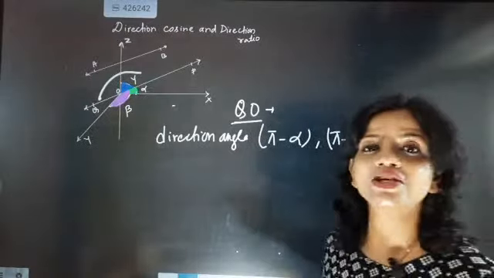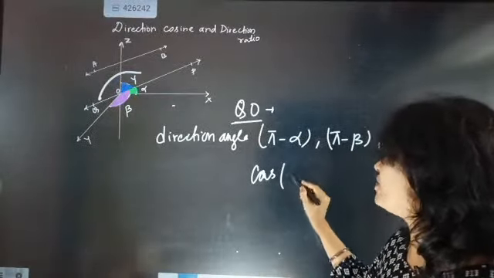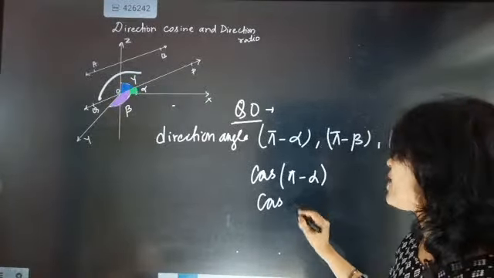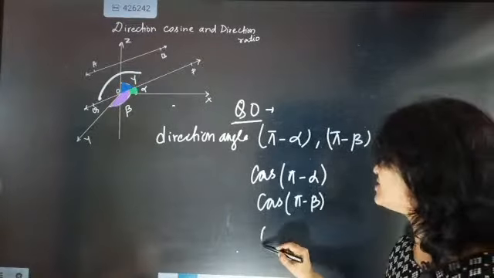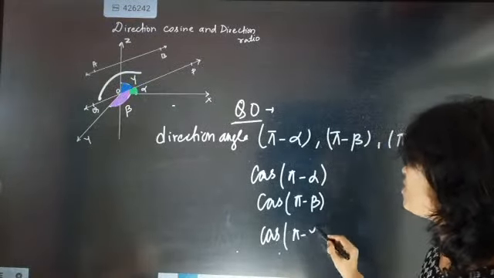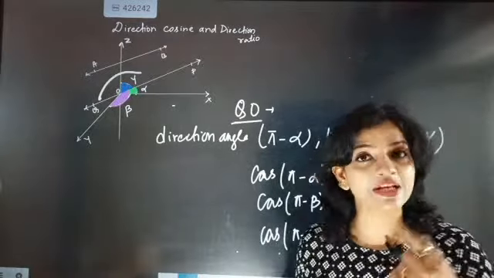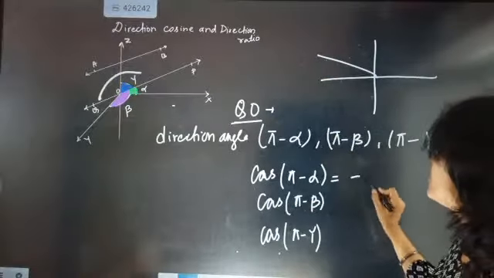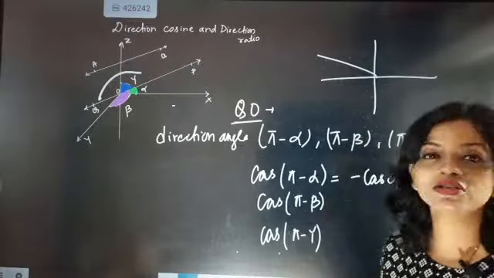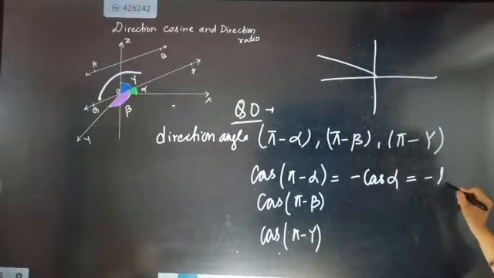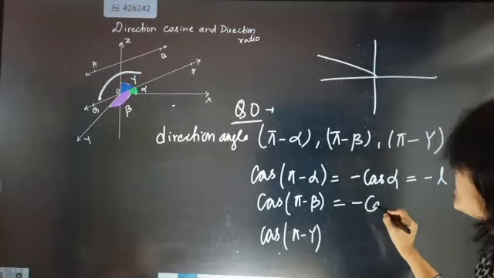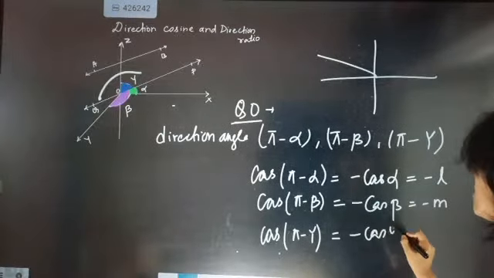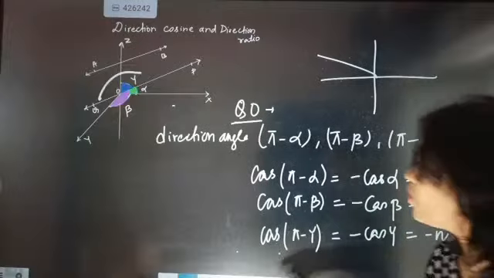Then what will be the direction cosine? The direction cosine will be pi minus alpha along x-axis, pi minus beta along y-axis and pi minus gamma along z-axis. And you know for 180 minus theta, second quadrant, cos will be negative, so it will become minus cos alpha. And you know cos alpha is denoted as L, so it will become minus L. This one will become minus cos beta, so minus M, and this one will become minus cos gamma, that will be minus N. So I hope you have understood.